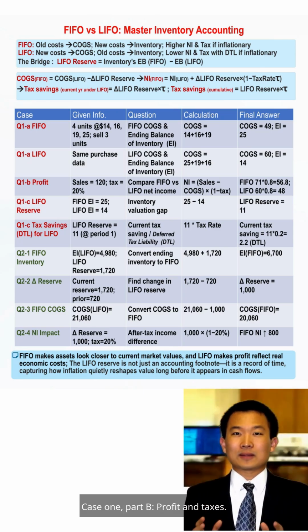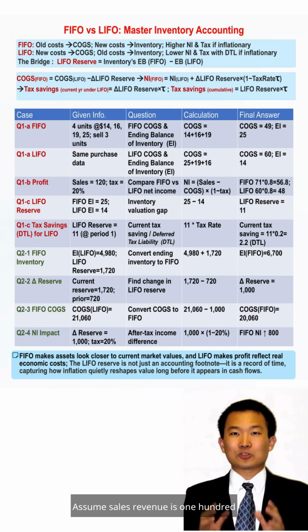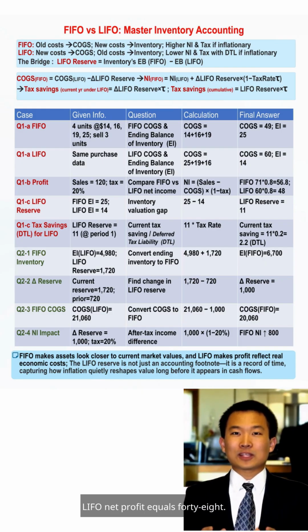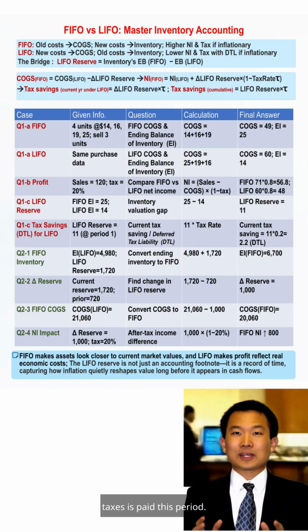Case 1, Part B, Profit and Taxes. Assume sales revenue is 120 and the tax rate is 20%. FIFO net profit equals 56.8. LIFO net profit equals 48. With LIFO, 2.2 less in taxes is paid this period.